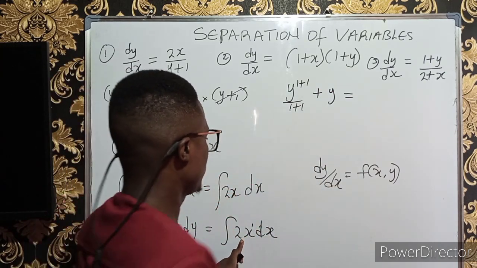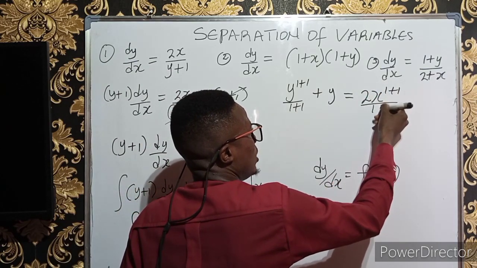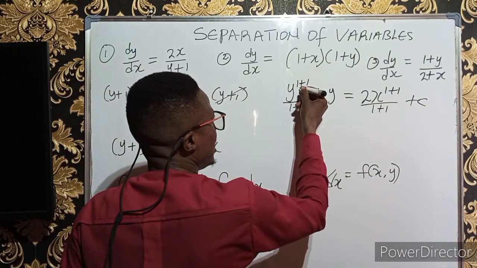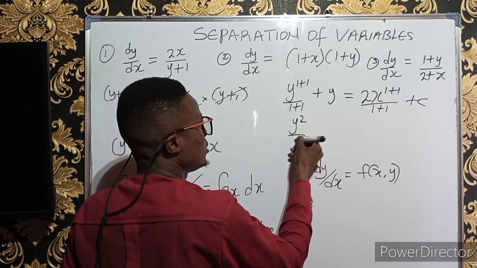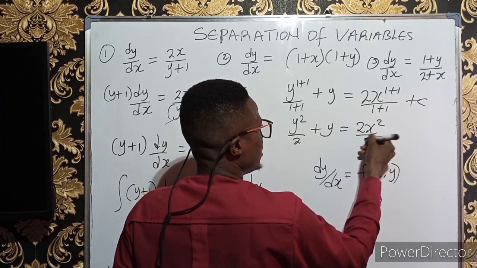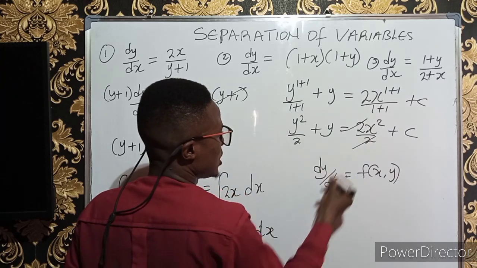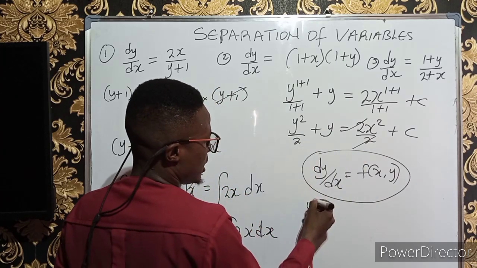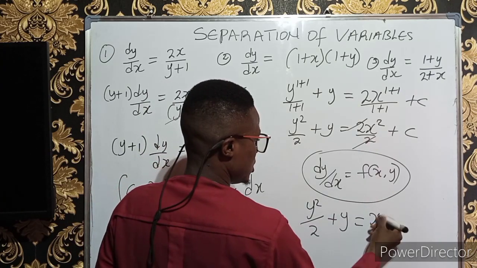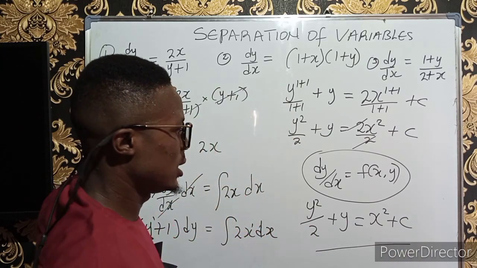And 2x, if I integrate it, I have 2 times x to the power of 1 plus 1 over 1 plus 1, then plus the constant of integration. So at the end of the day, I'll have, 1 plus 1 is 2, y squared all over 2 plus y equals 2x squared over 2 plus c. Now these two can cancel out. Finally, we shall have y squared all over 2 plus y equals x squared plus c as the solution to this given differential equation.